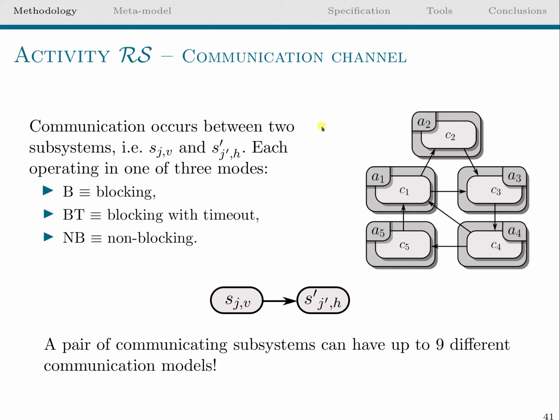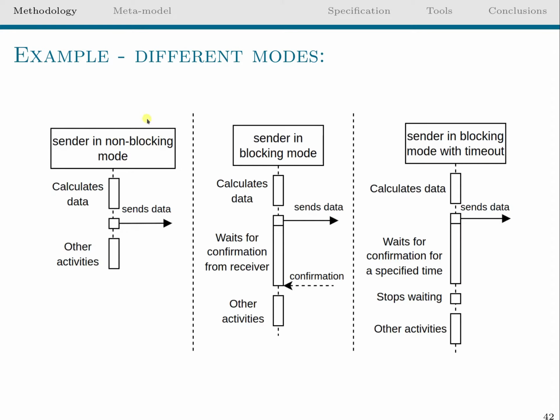In our approach to robotics, the whole robotic system is in fact a set of subsystems interconnected with each other by communication channels, and each channel has a sender and receiver. The sender sends data in one of three different communication modes: blocking, blocking with timeout, and non-blocking. And the receiver receives data also in three different communication modes. So in fact, for a pair of communicating subsystems, we can get up to 9 different communication models. Let's focus now on the different modes from the perspective of the sender.